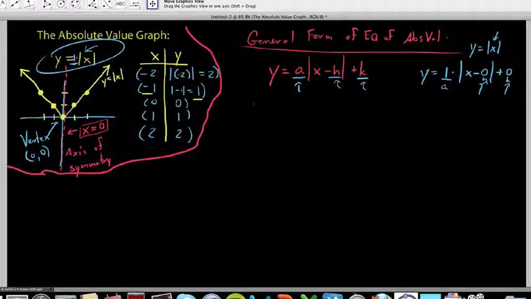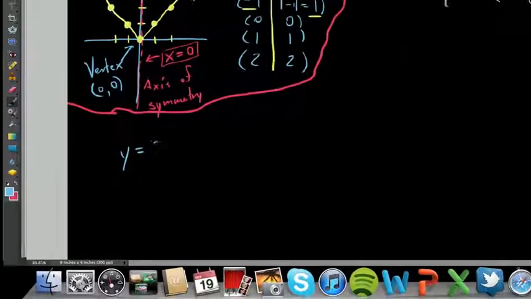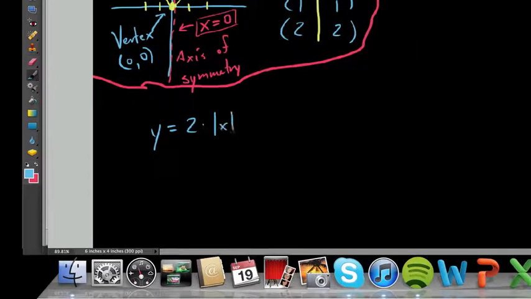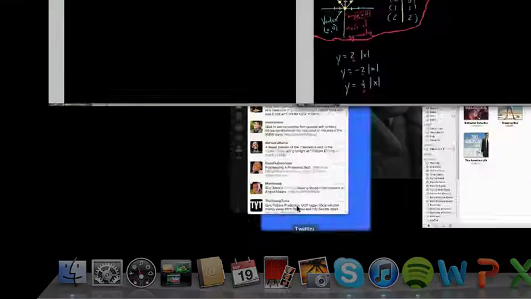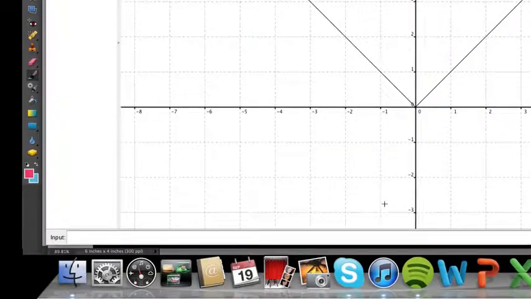So just to get the hang of these, we're going to play around with this a little bit. What if we graphed y equals 2 times absolute value of x, or y equals negative 2 absolute value of x, or what if I even went y equals positive a half absolute value of x? In each instance here, what I want you to notice is this. We're playing around with the a value out front, and what effect does a have on our graph? For the sake of time, we'll just come back over here and start graphing them in this program.